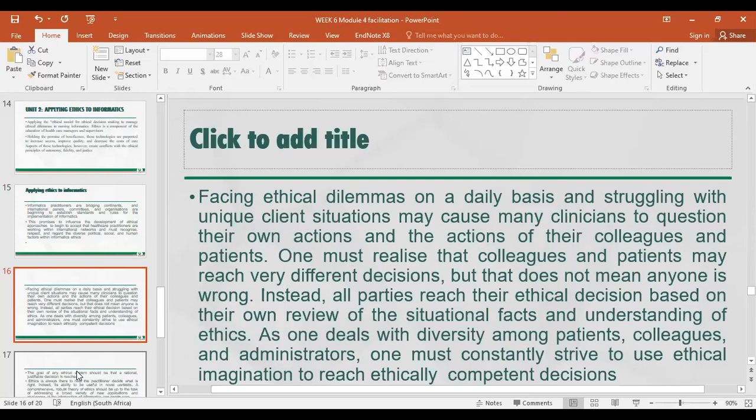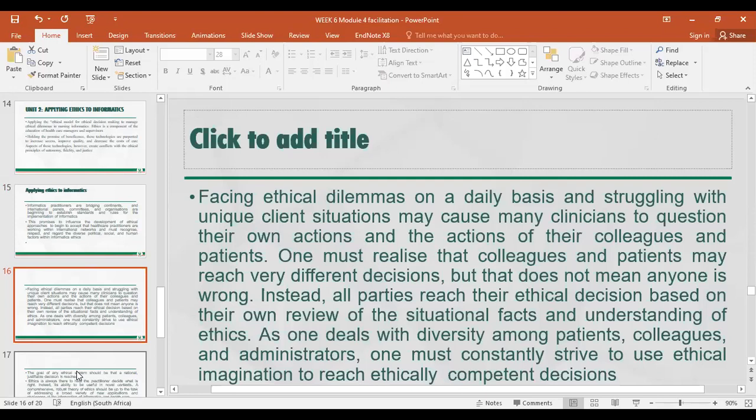All parties base their ethical decision on their own view of the situation and the way they understand it. And you will see that at the end of the day, it's not necessarily that one person is wrong and the other person is wrong. It's just the way the person understands and views the situation that guided the decision he made. And so far we have seen that decision making is guided by our understanding and view of the situation.